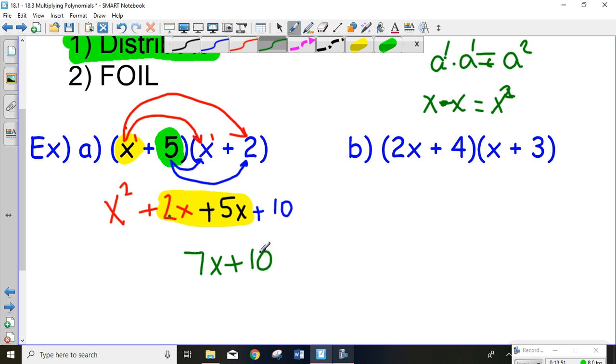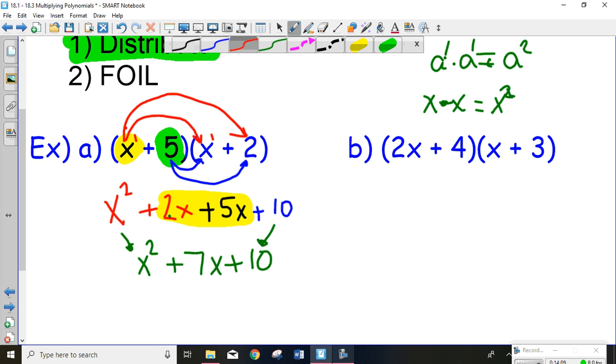Now, there's nothing else to combine together, so all I'm doing is dropping down the x squared, and dropping down the 10. So that's going to give me x squared plus 7x plus 10. And there's my answer.